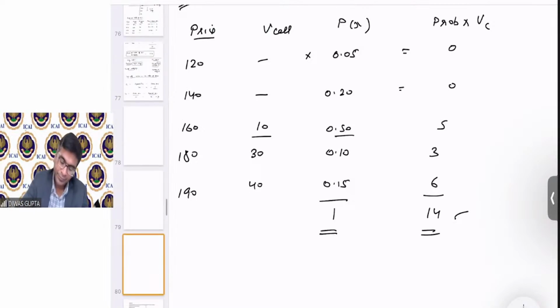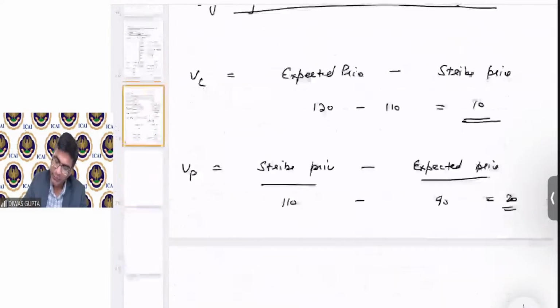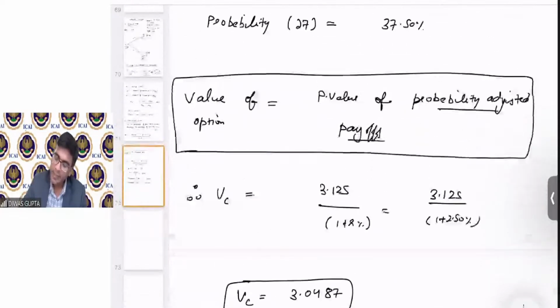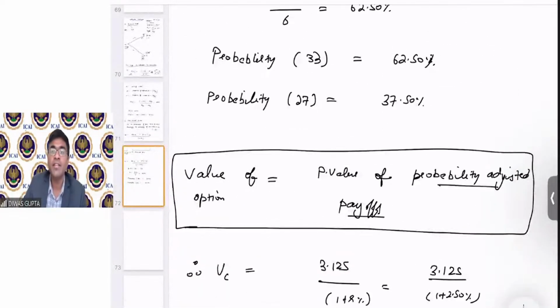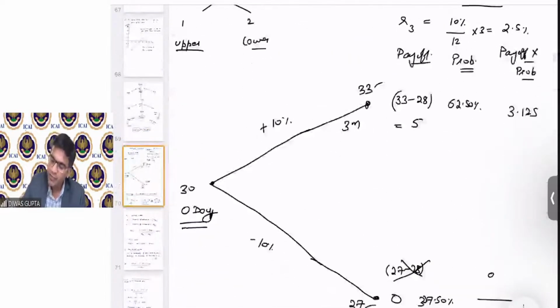Here, what we were studying, just a second. Question number 2. Yes, here. Manisha, 3.125 is the probability adjusted payoff. It's not a present value. See, ultimately what we did here, we multiplied 5 with the probability of 62.5.